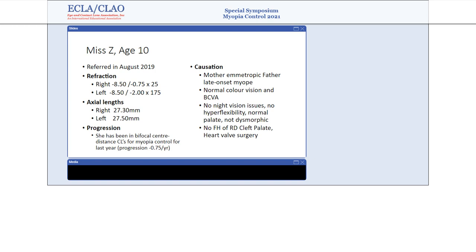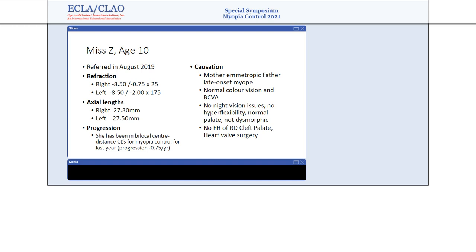This is Miss Z, and actually the four cases here, if we get time to go through them all, just turned up in my clinic two weeks ago, some of them old, some of them new. Miss Z first came to me two years ago. She is extremely myopic, more than -8.5, which is pretty exotic for Ireland, and she's not an Asian patient. Her axial lengths are also eye-wateringly high. She's been in a center-distance bifocal, which was prescribed by one of our very good myopia control optometrists locally. And as a start treatment, I will often start with that myself.